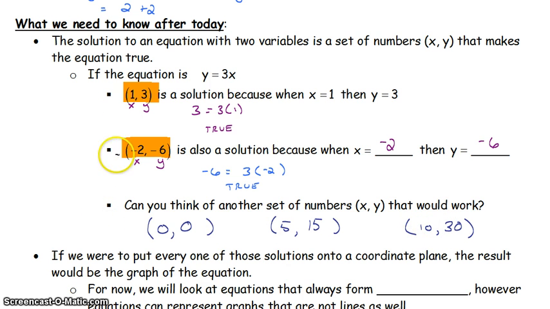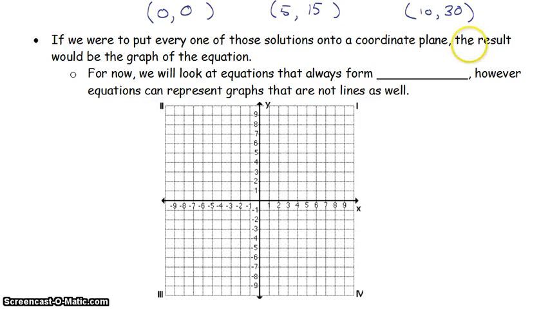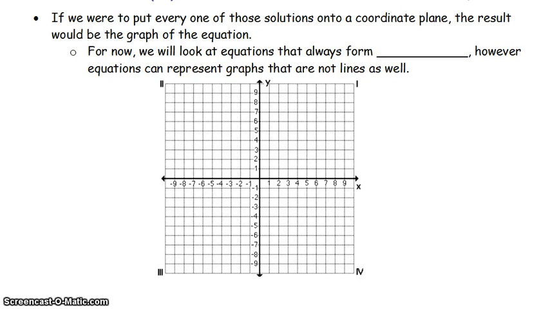All of these, in this case 5 different ordered pairs, are solutions. There's many, many others. In fact, there's an infinite number of solutions. If we were to put all of those solutions onto a coordinate plane or onto a graph, the result would be the graph of that equation. For now, we're going to look at equations that always form lines. Not all equations form lines. Some equations form different shapes. Our main focus in this chapter is going to be lines, though.